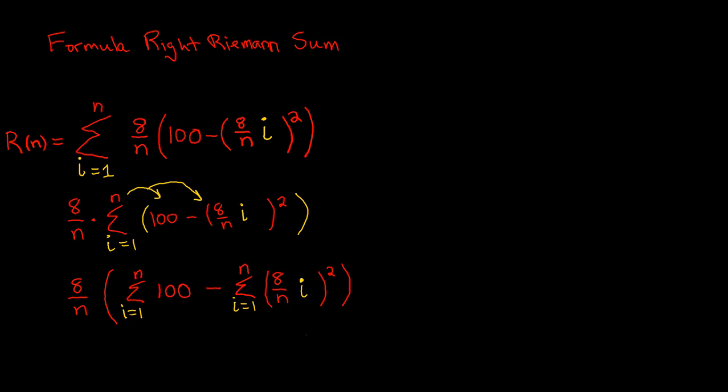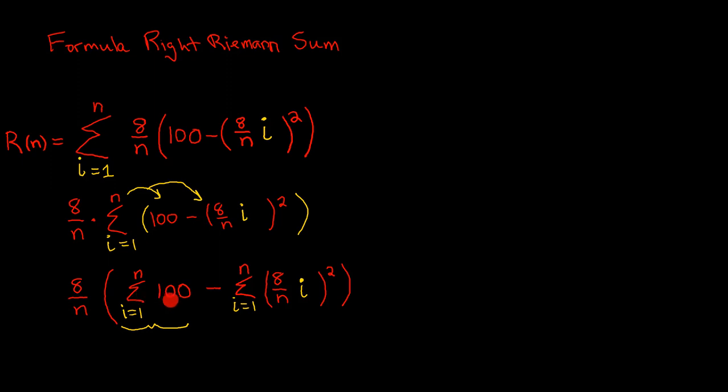Okay, so now let's think about what we got here. This is just the sum of a bunch of 100s, right? Remember when you did this, and I'm sure you've done problems like this, but remember what this is saying. You take i equals 1 and you get a 100. And then you take i equals 2 and you get another 100, because there's no i here. So no matter what i is, you always get 100.